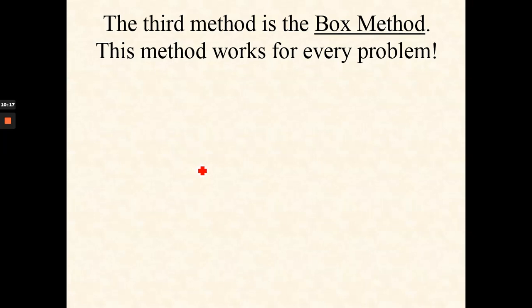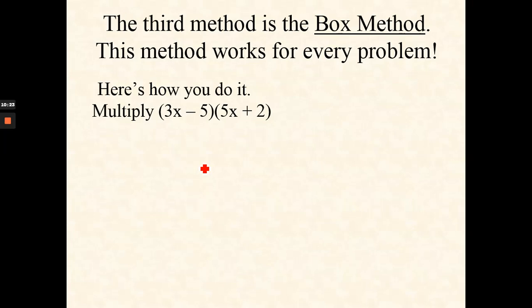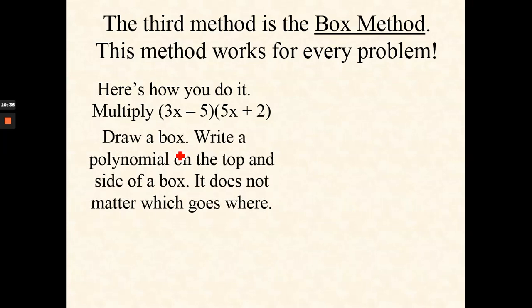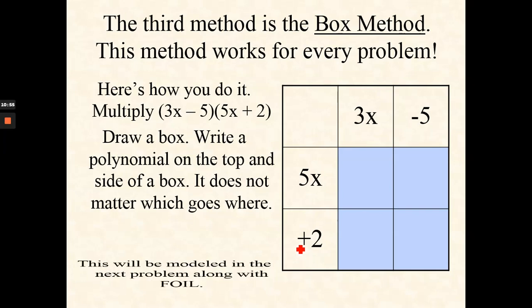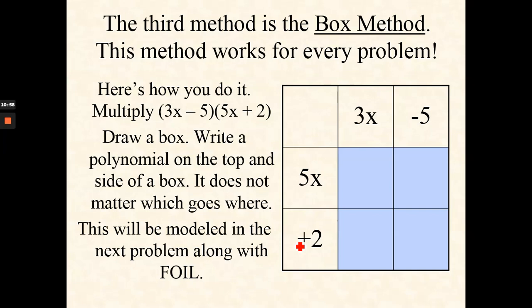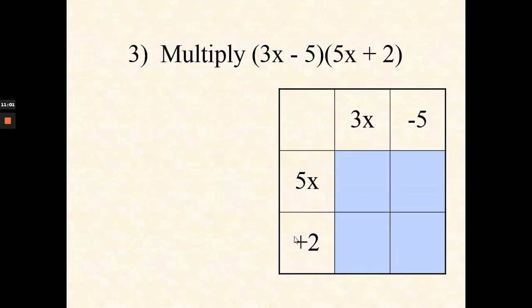The third method is through the box method. How is this? You have here to multiply 3x minus 5 and 5x plus 2. How are we going to find the product using the box method? Draw a box, write a polynomial on the top and side of the box. It does not matter which goes where. So the first we have here 3x minus 5. And then we have here 5x, then positive 2. So this will model also the so-called FOIL method.